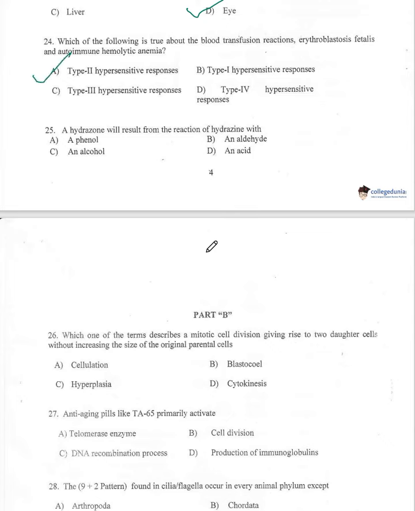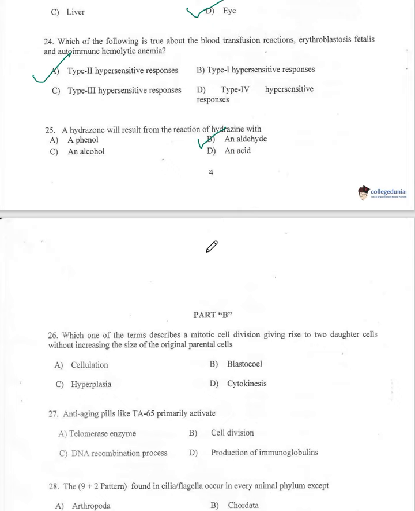Question 25. A hydrazone will result from the reaction of a hydrazine with A, phenol, B, aldehyde, C, an alcohol, D, an acid. The correct one is the option number B. It can be an aldehyde or a ketone.